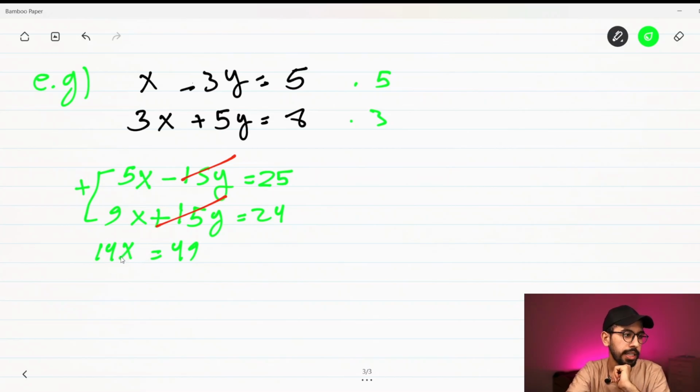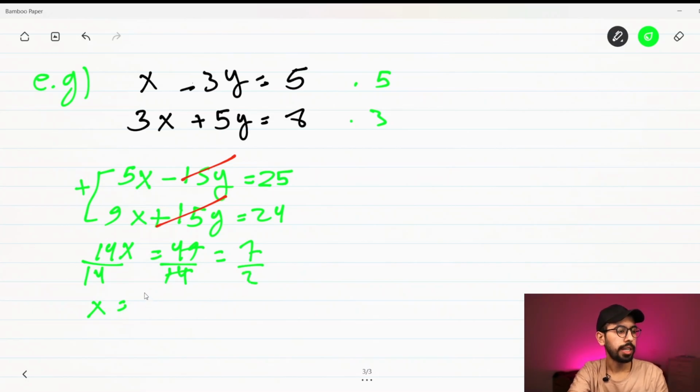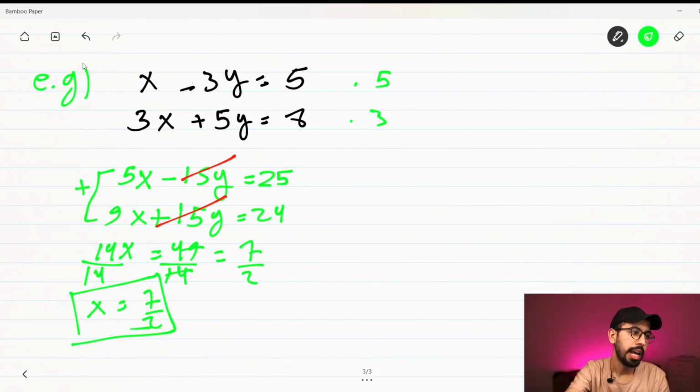We have our x here. It needs to be alone, so we need to divide by 14 on both sides. Our x equals 49 over 14. It is equal to, this 7 times 7 is 49 and 7 times 2 is 14, so 7 over 2. Our x is 7 over 2. This is the value of x. Now we need to take this value and put it in the first equation or the second equation in order to get the value of y.